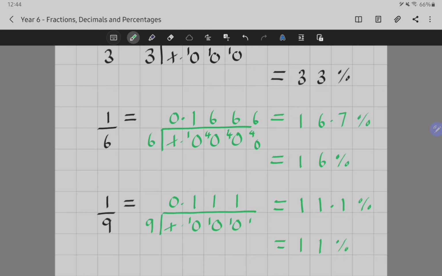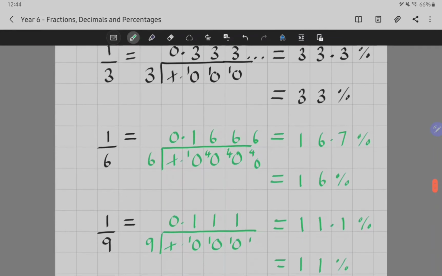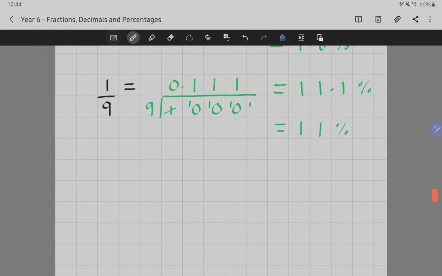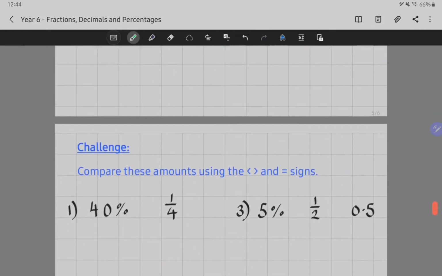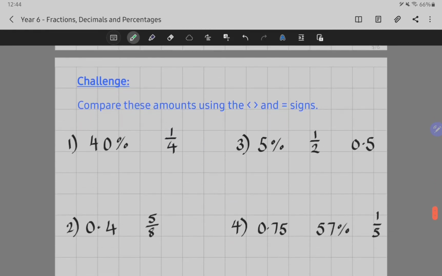How did you get on? Yeah, those are trickier to do, but well done for giving it a go. Fancy a challenge? Then how about you try these ones? This time you've got to use the more than, less than, and equal symbol in order to compare these amounts. So you're going to have to maybe convert them so they're both percentages, or they're both decimals, or they're both fractions, and that way you'll be able to compare. Have a go at this one.